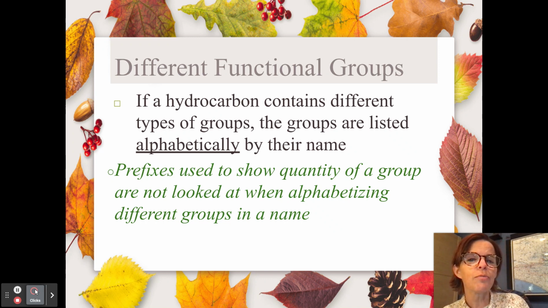Prefixes, so let's say it was a diethyl. Prefixes used to show the quantity of a group are not looked at when alphabetizing different groups in a name. Actually, I'll give you a better example. We know that ethyl comes before methyl. But what if we had a dimethyl? What if we had two methyl groups and it was dimethyl? We still alphabetize it by the name methyl, not dimethyl.